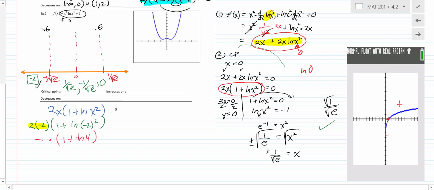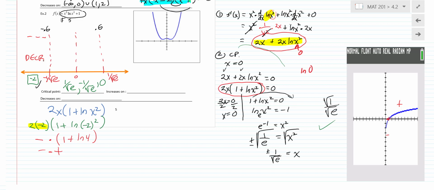So that means that since ln of 4 is positive, you have a negative times a positive, which means that's negative, and that means you're decreasing. Now see, if you have the knowledge of how that logarithm graph goes, then you don't have to go looking for your calculator. Does that make any sense? Okay, all right. So let's move on from here.